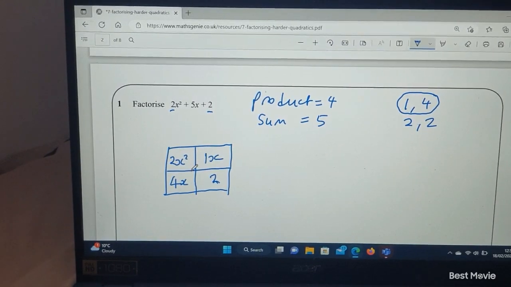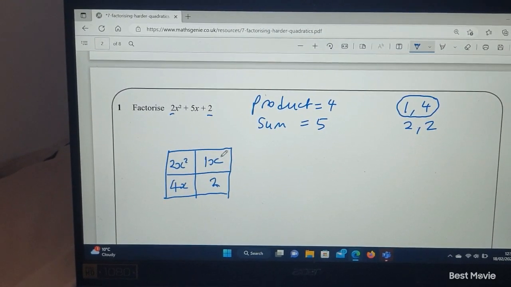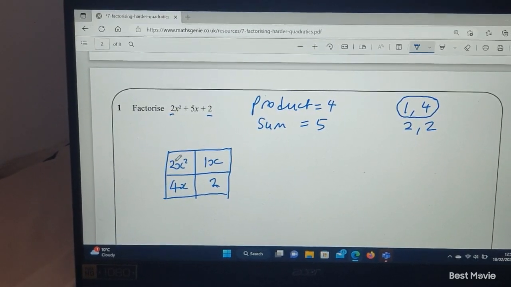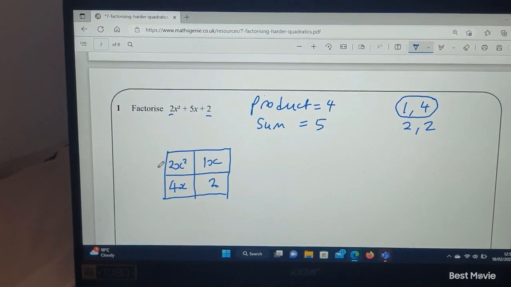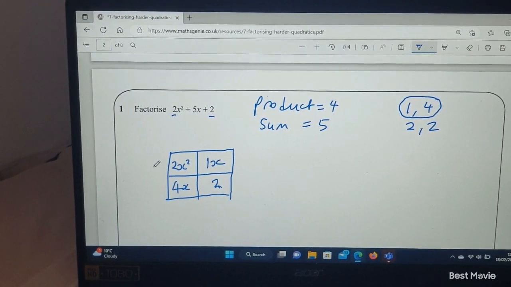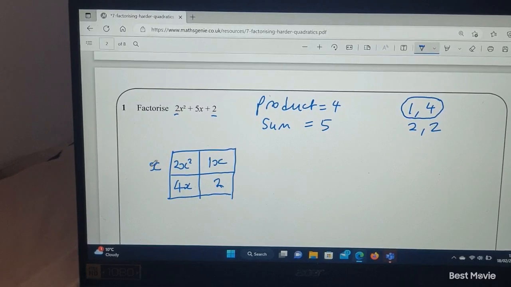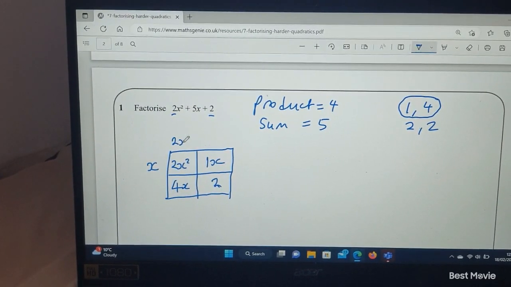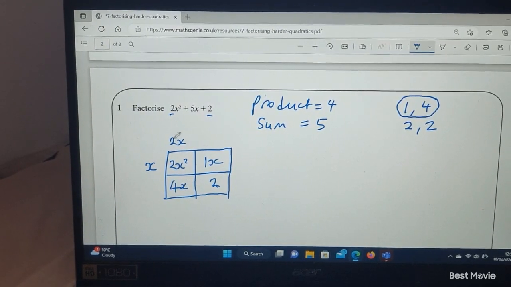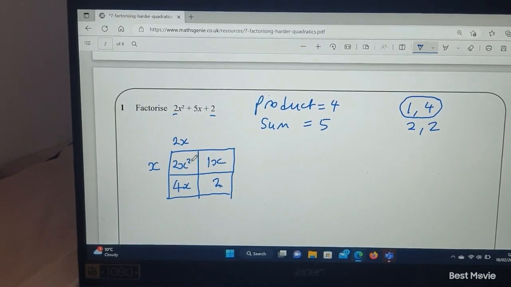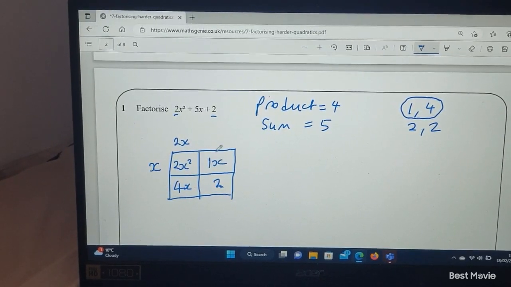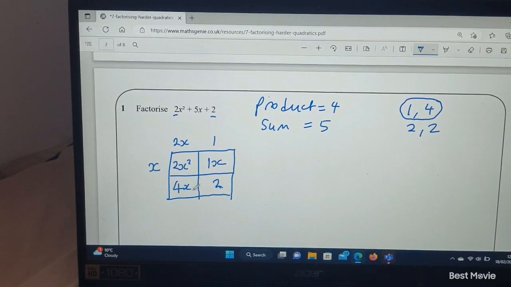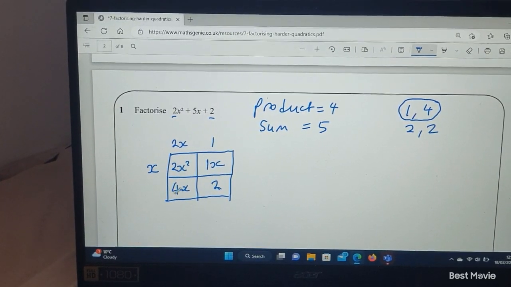So now I've got my numbers in the grid, I'm going to find the highest common factor, so I can go row by row and column by column. So the highest common factor of 2x and 1x is x. If I've got x here, then I must have 2x there. So the highest common factor of 2x squared and 4x is 2x. The highest common factor of 1x and 2 is 1, and the highest common factor of 4x and 2 is 2.